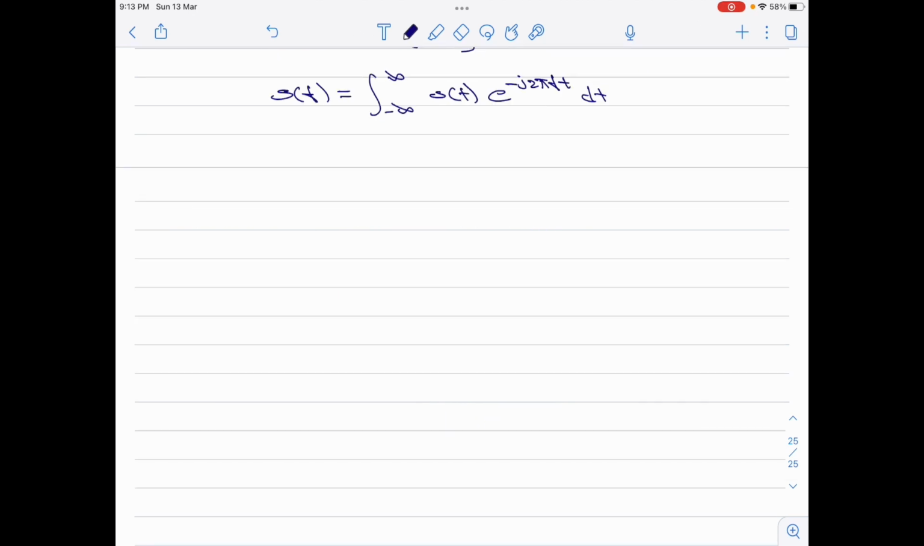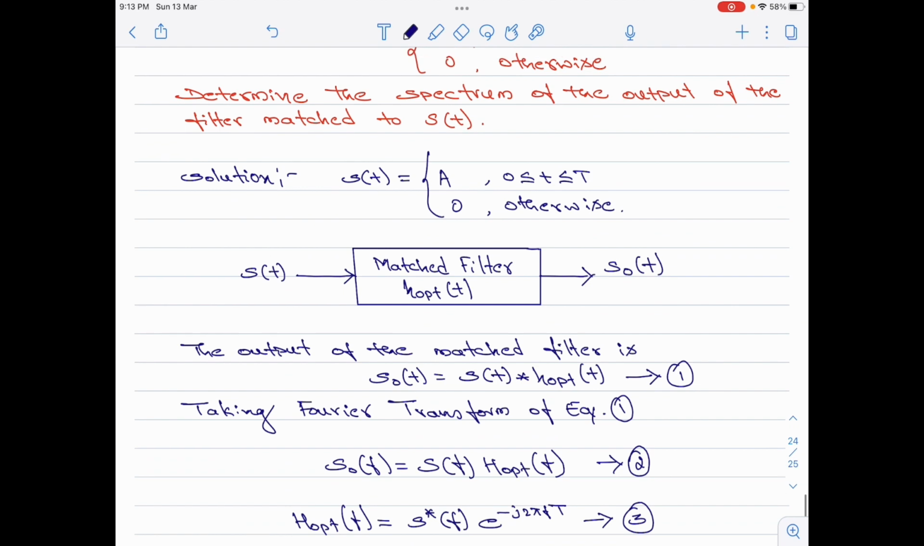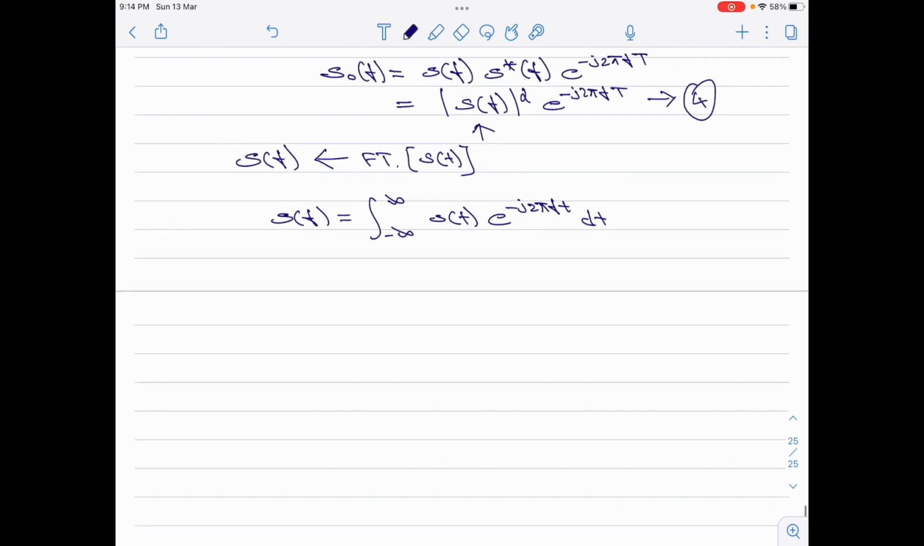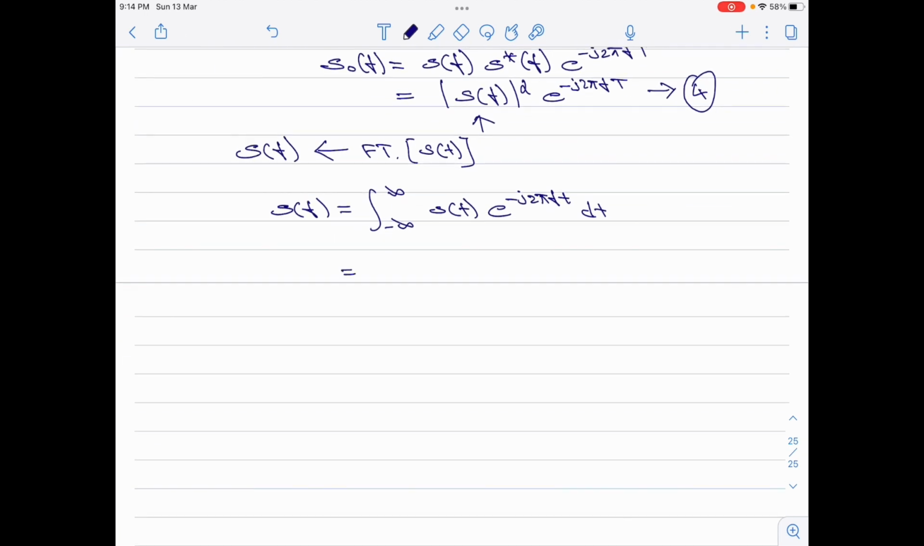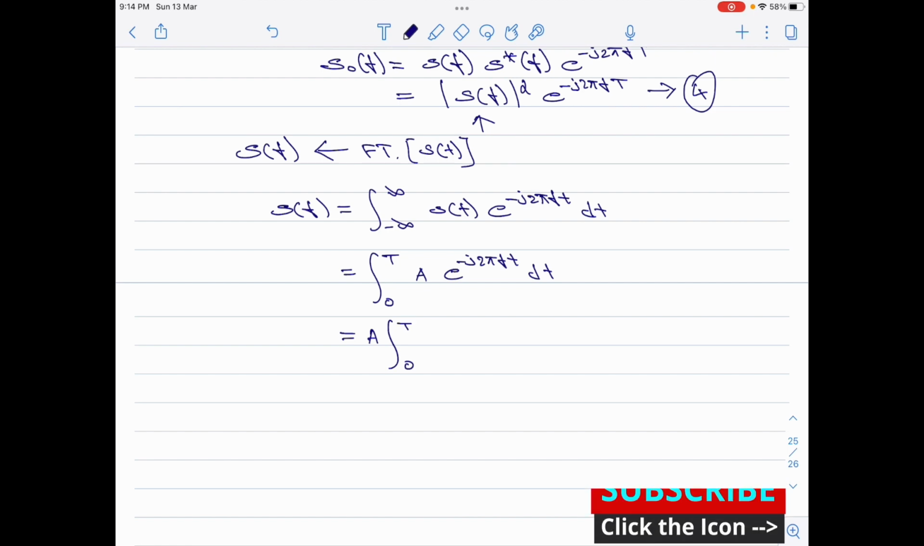Here S of t is the input signal as per the equation given here. And if you look at this equation carefully, you will understand that it is a rectangular function having an amplitude A and is defined over the interval 0 to capital T. Therefore, this equation now reduces to integral 0 to capital T, value of S of t is A, and the remaining part of the equation is retained as it is. Let me now rearrange this equation.